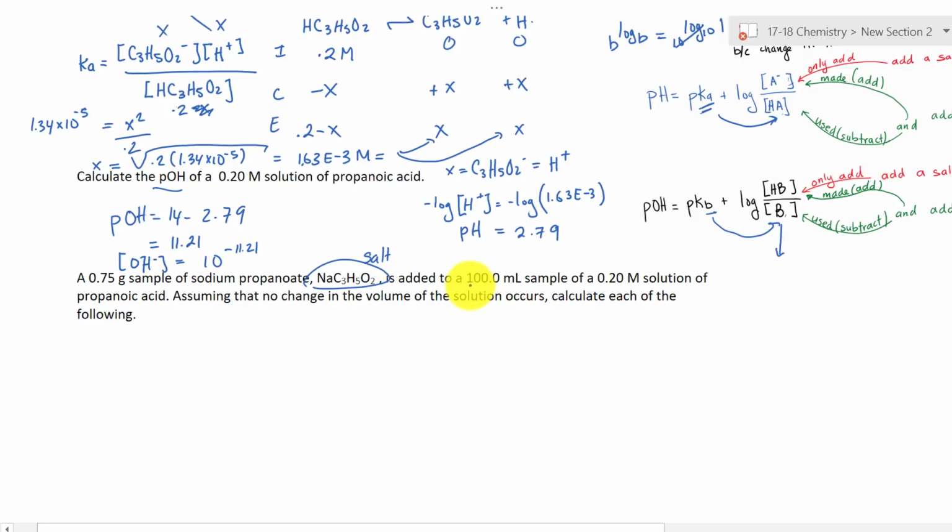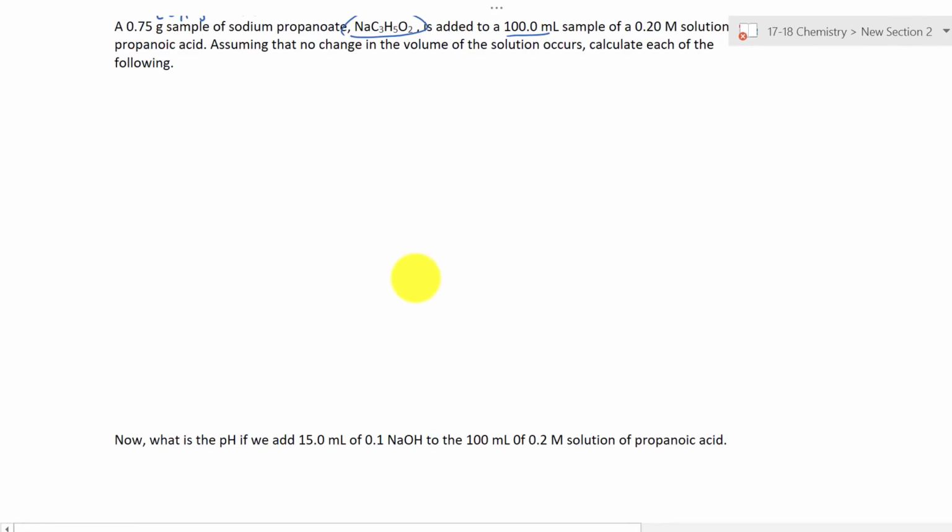In this case, the solution is 100 milliliters of 0.2 molar solution of the same acid, okay? Now we actually have the volumes of it. Assume that no change in the volume of the solution occurred. That means you add in the salt, and that salt is so small, it doesn't change any volume. So the question is now, calculate what? What are we trying to calculate?